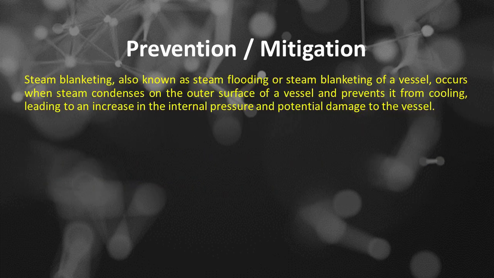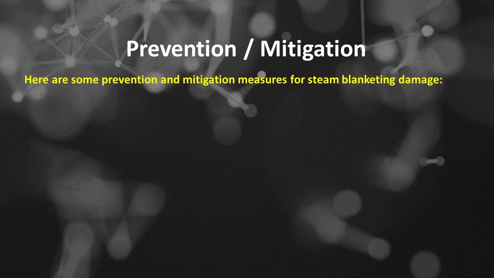Steam blanketing, also known as steam flooding or steam blanketing of a vessel, occurs when steam condenses on the outer surface of a vessel and prevents it from cooling, leading to an increase in the internal pressure and potential damage to the vessel. Here are some prevention and mitigation measures for steam blanketing damage.